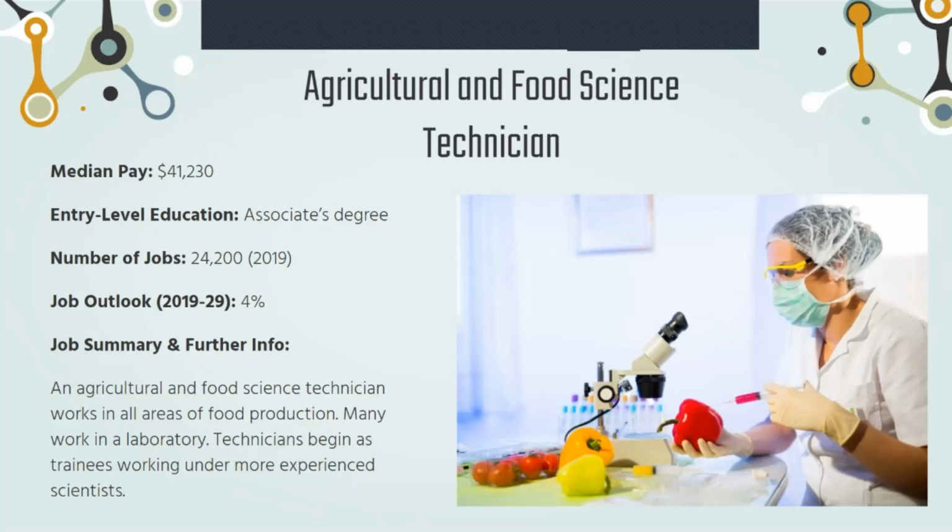Speaking of the workplace, agricultural and food science technicians work outdoors and in labs. They measure and observe crops. They test the quality and safety of certain food products by gathering samples and keeping detailed records of growth or failure of growth.